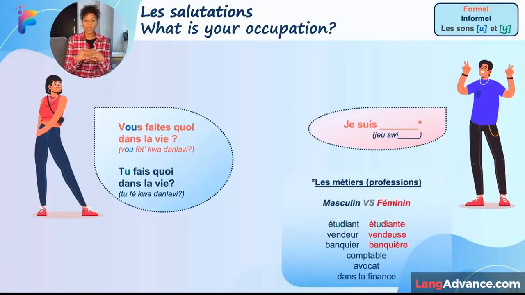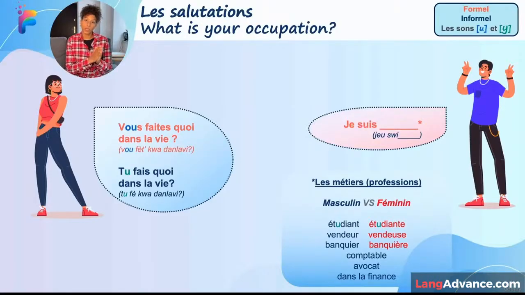Here we're gonna have a look at jobs or occupations. The first one I'll give you is masculine and the second one is feminine. Je suis étudiant. Je suis étudiante. I'm a student. Je suis vendeur. Je suis vendeuse. I'm a salesperson. Je suis banquier. Je suis banquière. I work in a bank.